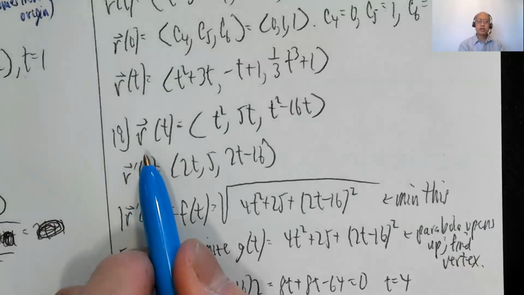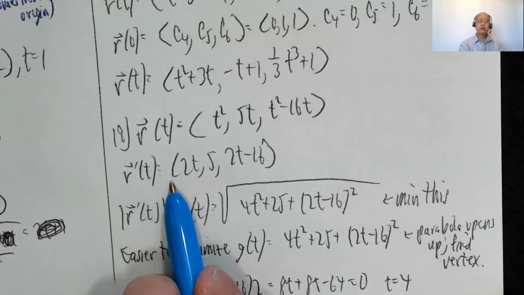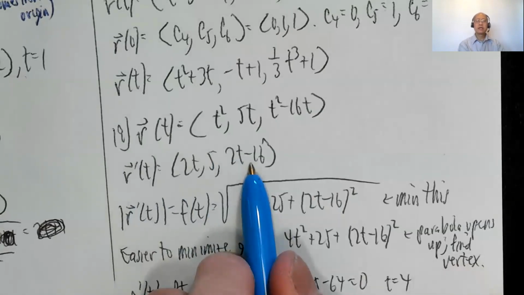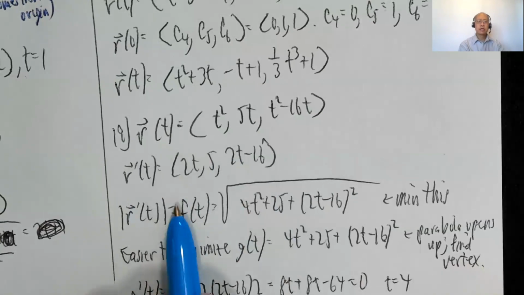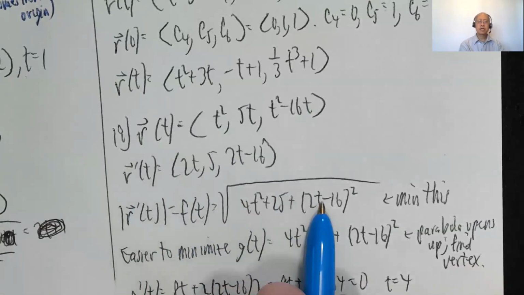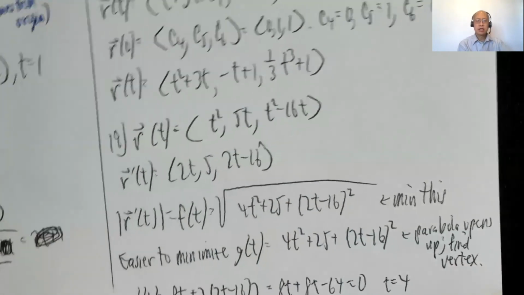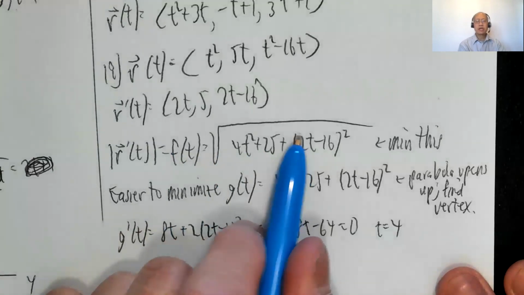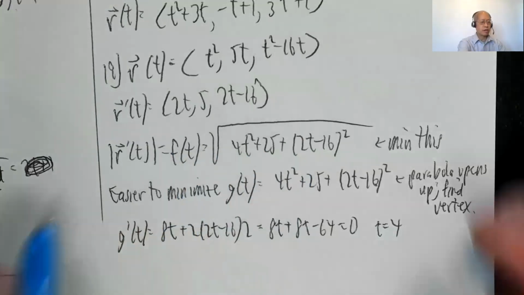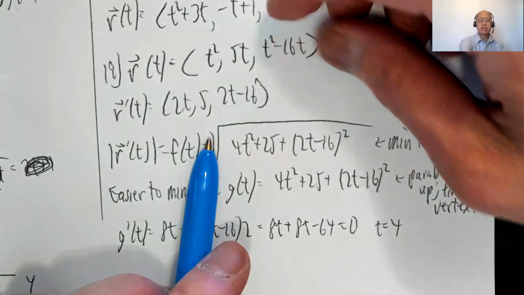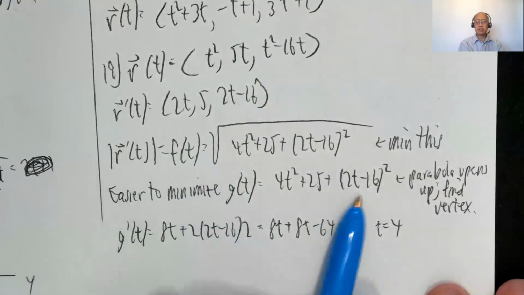19, you're given r of t is this. r prime is 2t, 5, 2t minus 16. The speed is the magnitude of this. So f of t is the square root of 4t squared plus 25 plus (2t minus 16) squared. You're asked to minimize this quantity. If you're trying to minimize this quantity, it's probably easier to minimize the square of the quantity. In other words, just get rid of the square root. Whatever t minimizes this will be the same t which minimizes this.